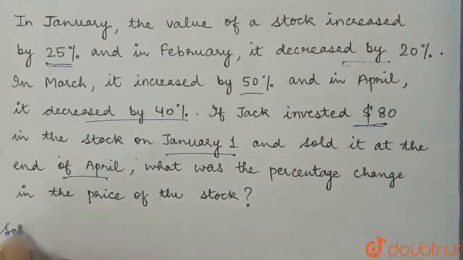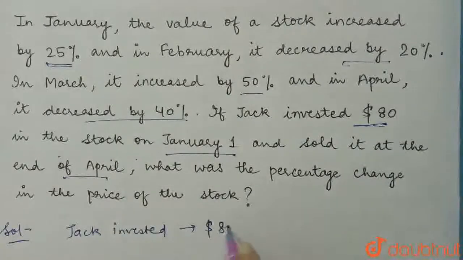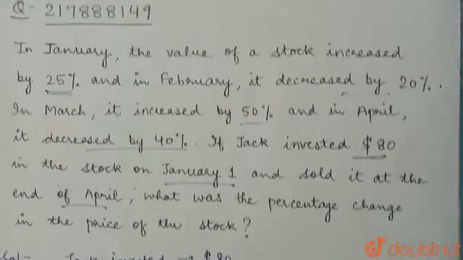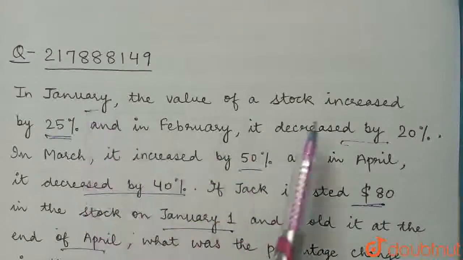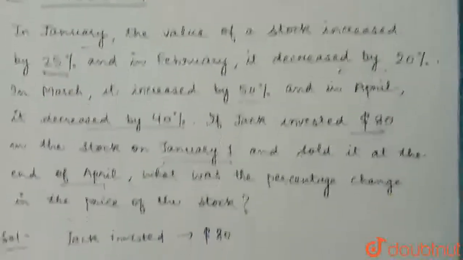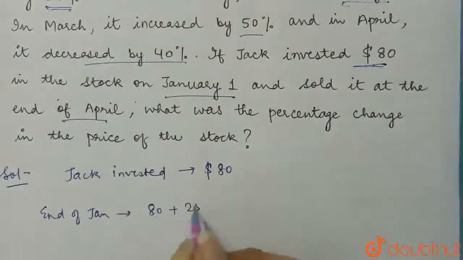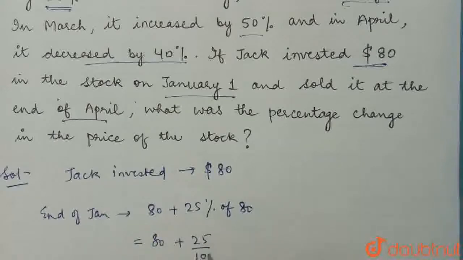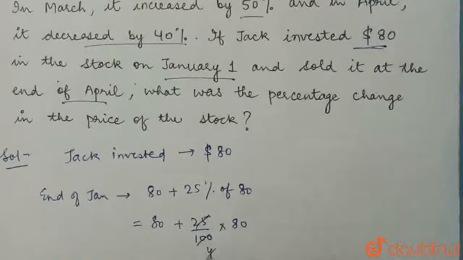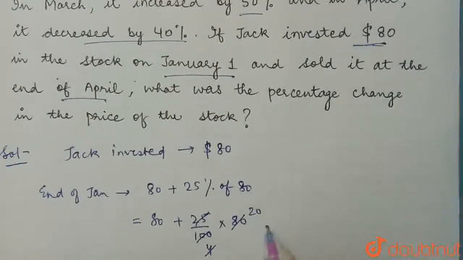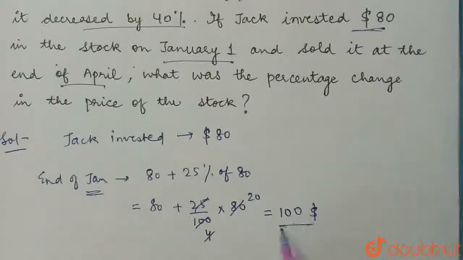So now our solution will be, Jack invested $80. We are given that at the end of January it increased by 25%. So at the end of January the investment will be increased. So 80 plus 25% of 80. So 80 plus 25 upon 100 into 80. This will become 4, and 4 times 20 is 80. So 80 plus 20 is 100. So at the end of January, Jack's investment becomes $100.